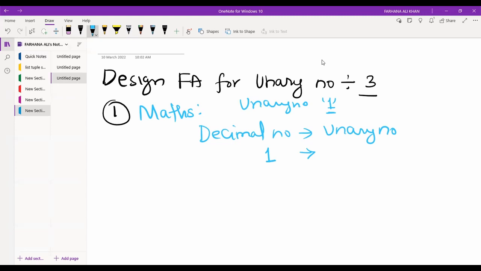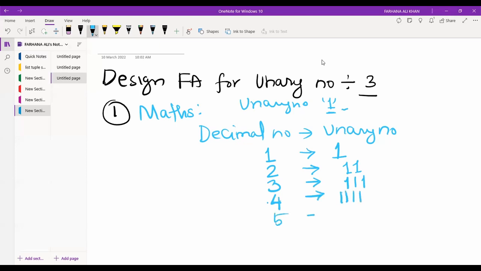So for number 1, how many times this symbol is going to repeat? It's going to repeat only once. For number 2 means how many times this bit is going to repeat. So this is going to repeat twice. So this is your number 2. For 3, how many times this symbol 1 is going to repeat? Symbol 1 is going to be repeated thrice. For 4, how many times your symbol is going to repeat? It's going to repeat 4 times.